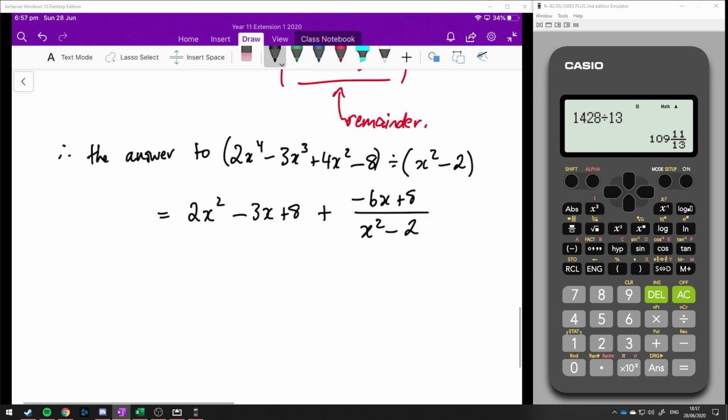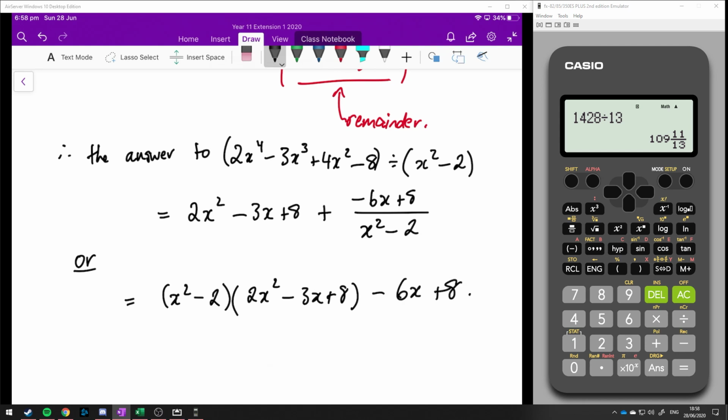Okay, or our alternative, our factored form is equal to, and remember it's going to be x squared minus 2 lots of 2x squared minus 3x plus 8 plus, oh, in this case, it's going to be minus 6x plus 8, okay? And that's the fully factored form.